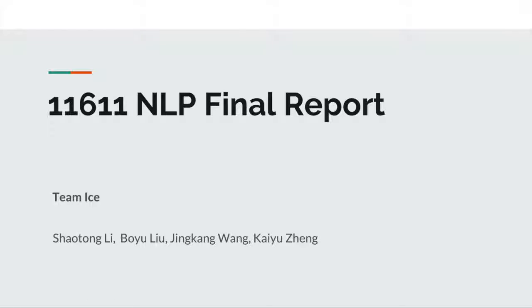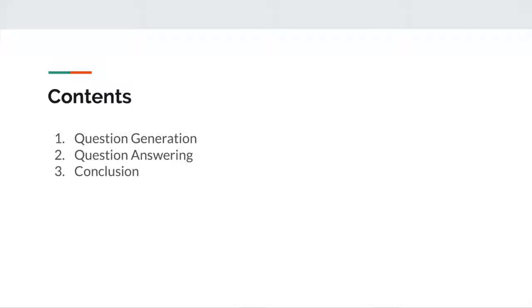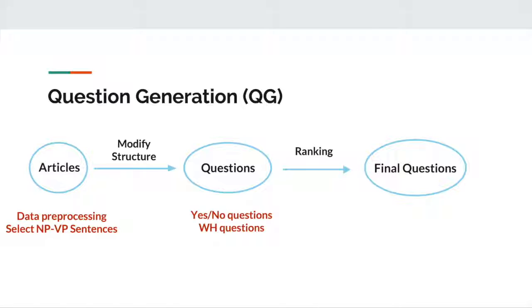This is our final report of the question generation and answering project. Our system has two parts, question generation and question answering. The question generation process includes three parts: data preprocessing, yes or no and WH questions generation, and questions ranking.